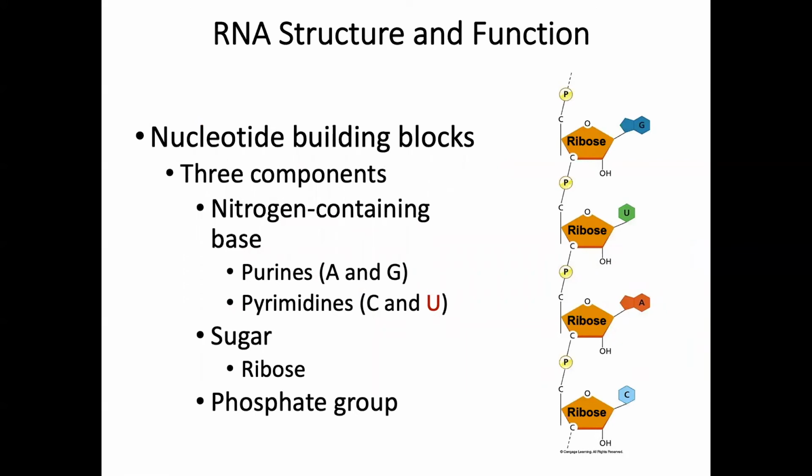Now I would like to spend a few minutes to remind you about RNA structure and function. RNA is a single-stranded polynucleotide chain. The same as DNA, RNA molecule also contains 3 components: nitrogen-containing bases, sugar, and a phosphate group. The difference is that it has a ribose sugar instead of a deoxyribose, and RNA has a uracil in place of thymine.